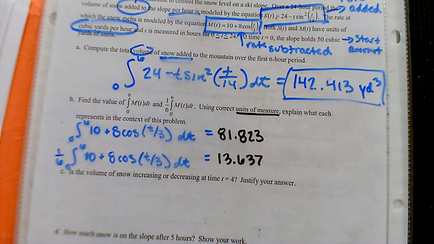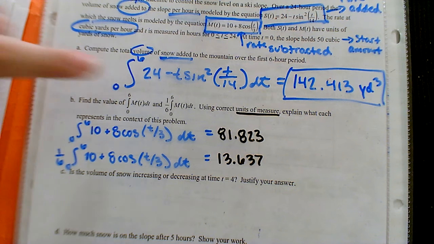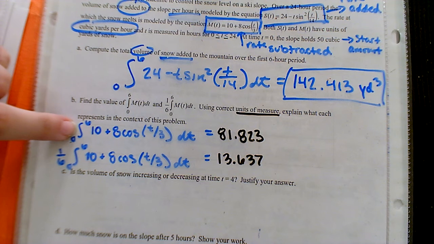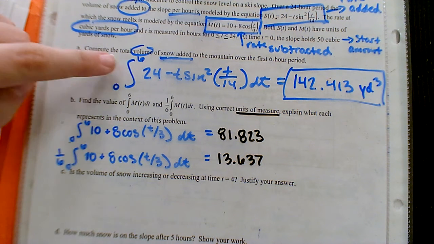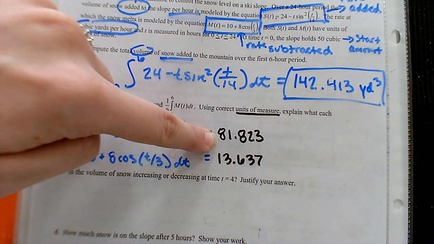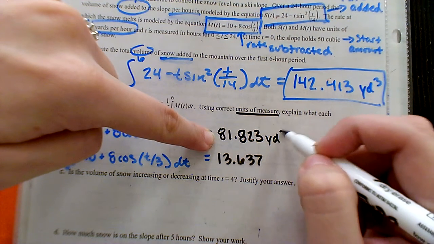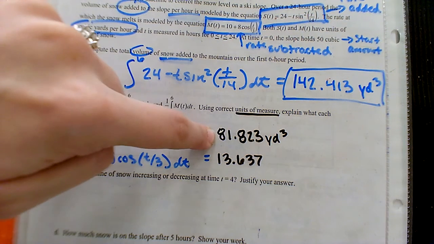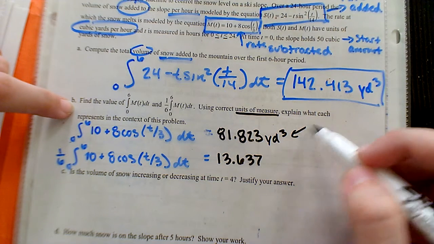So now that we have the two values, we got to talk about units of measure and what each one represents. Okay? So notice how the first integral we calculated is actually very similar to the previous integral we did in part A. It's just that this one we were using the snow melting rate instead of the snow adding rate. So what do you think the units might be for this 81 value? Yards cubed. And since this was the rate at which snow was melting, this must be how much snow actually melted between 0 to 6.